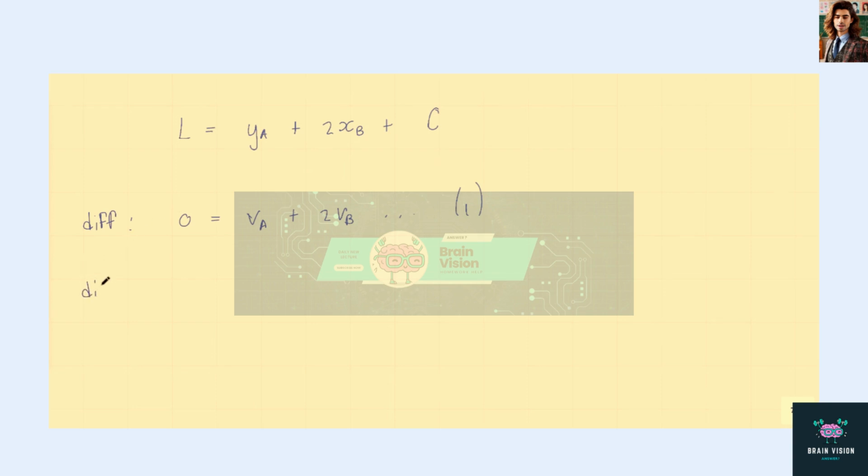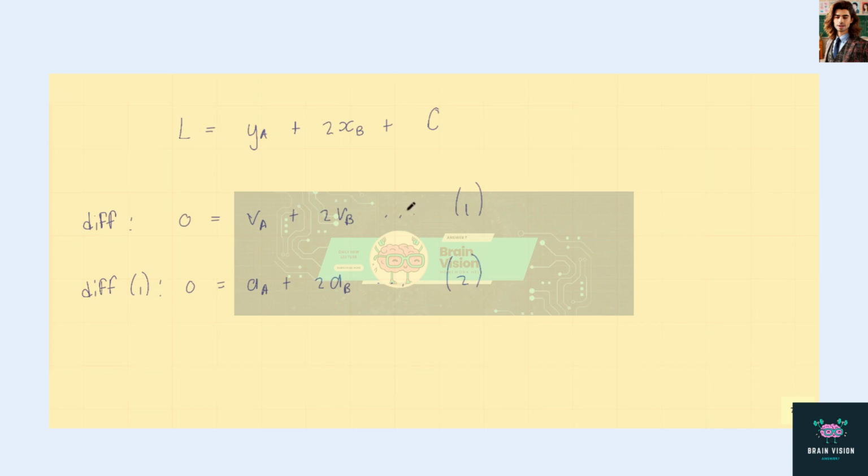And if we differentiate this equation, we can get the acceleration. So we differentiate with respect to time again, and we get the acceleration of A, AA, plus 2 times the acceleration of B, AB, is equal to 0. So we have equation 2.